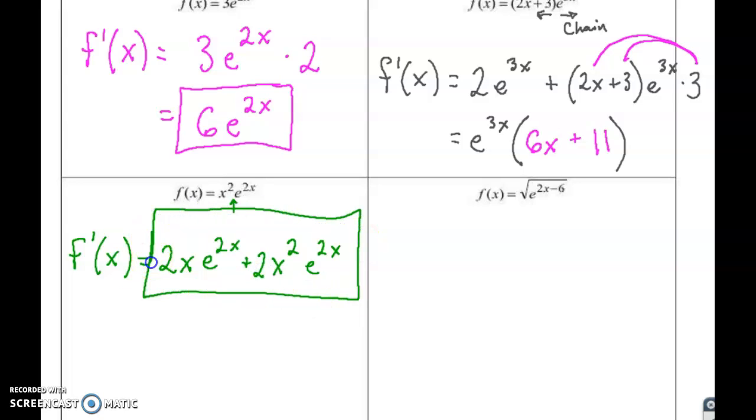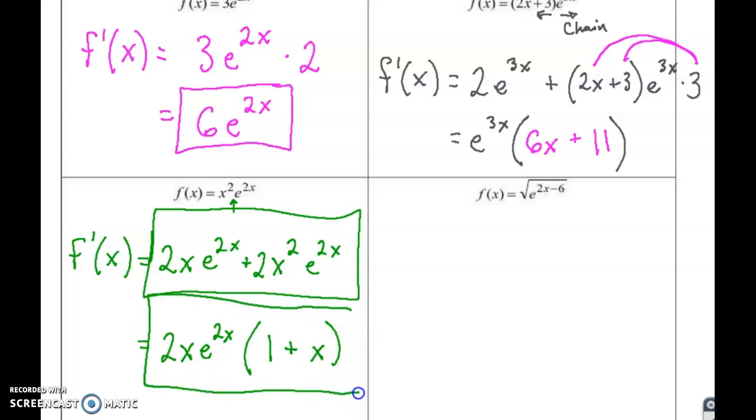But again, if I were to go to the answer key, I'd be willing to bet that that individual factored out a 2x e to the 2x. And then they'd be left with 1 plus x. So again, multiple choice questions could be factored, could be simplified, could have multiple things going on.